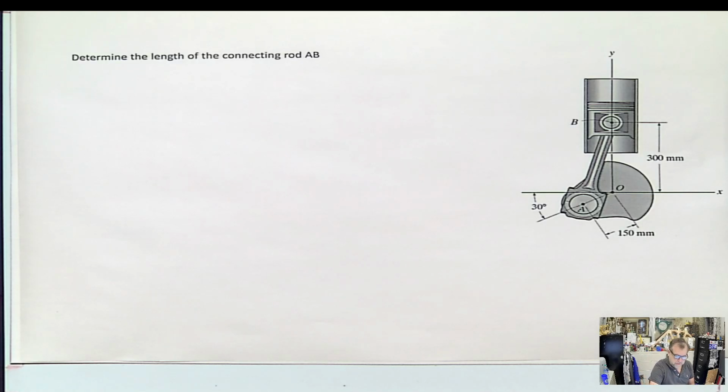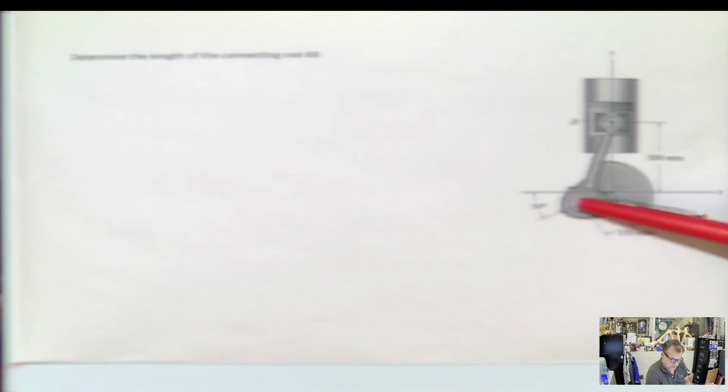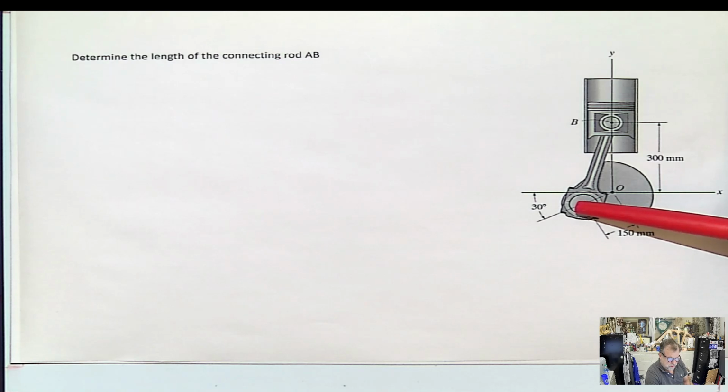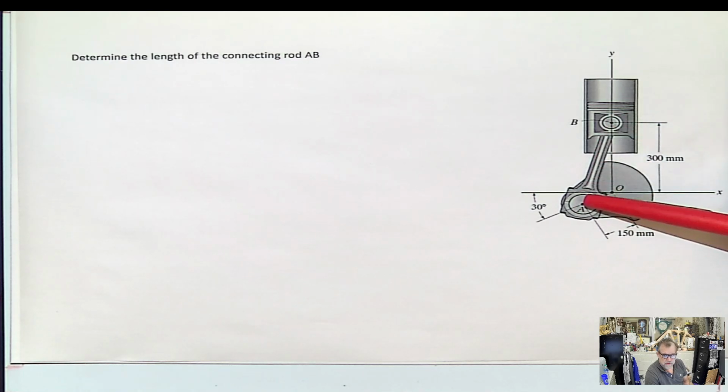Here we are again. This is a really nice introductory problem that we definitely could do using geometry here. We can calculate distances. I can calculate this distance here based on this, based on the angle. But basically, the problem is asking you to determine the length of the rod AB.